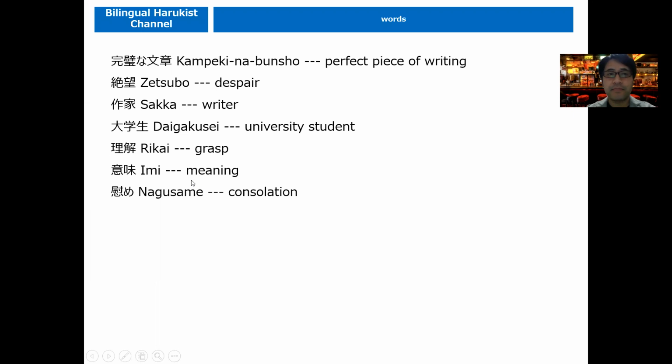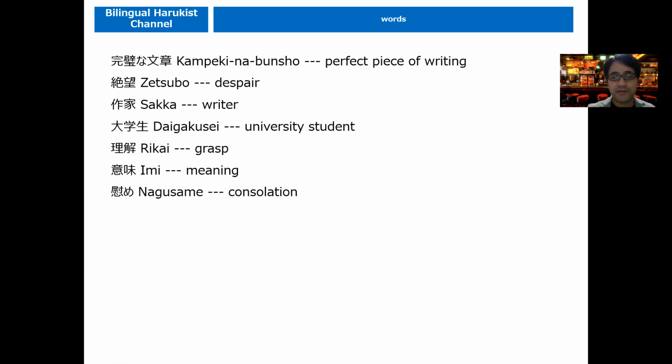Meaning is 意味. Consolation is 慰め. It's slightly difficult also. The Chinese characters can sometimes be difficult. Maybe I can't even write this word myself, but anyway, this is the translation of consolation, 慰め. All right, so these are the words used in this paragraph. Okay, let's get started.